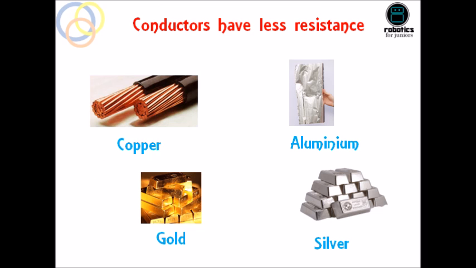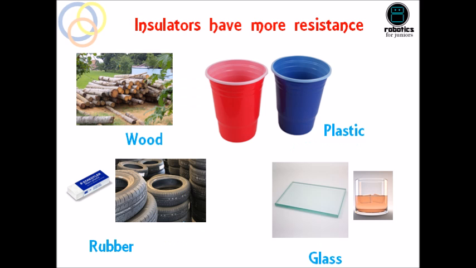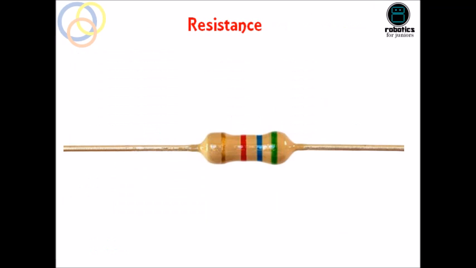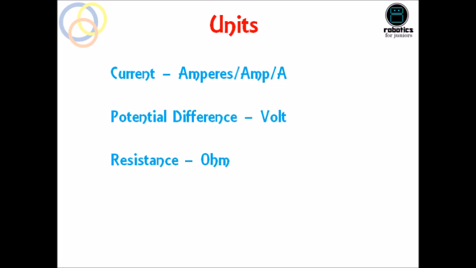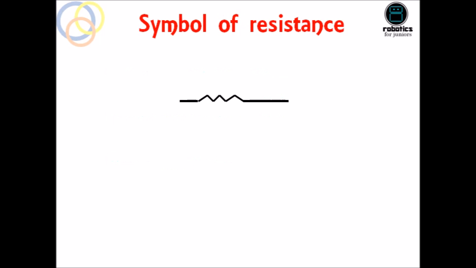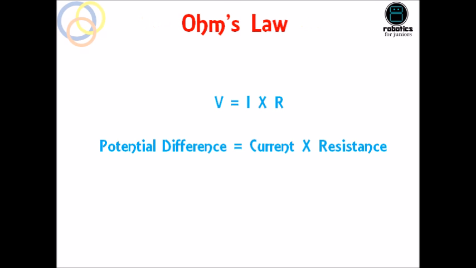Every material has some resistance, but conductors like copper, gold, silver have less resistance, and insulators like wood, paper, plastic, rubber have more resistance. The component called a resistor, or sometimes we call it resistance itself, can be used to introduce resistance in the circuit. The unit of resistance is called ohm. This is the symbol of a resistor to draw in the circuit diagram. So this resistor is introduced in the circuit to protect the LED from damage by the flow of high current.